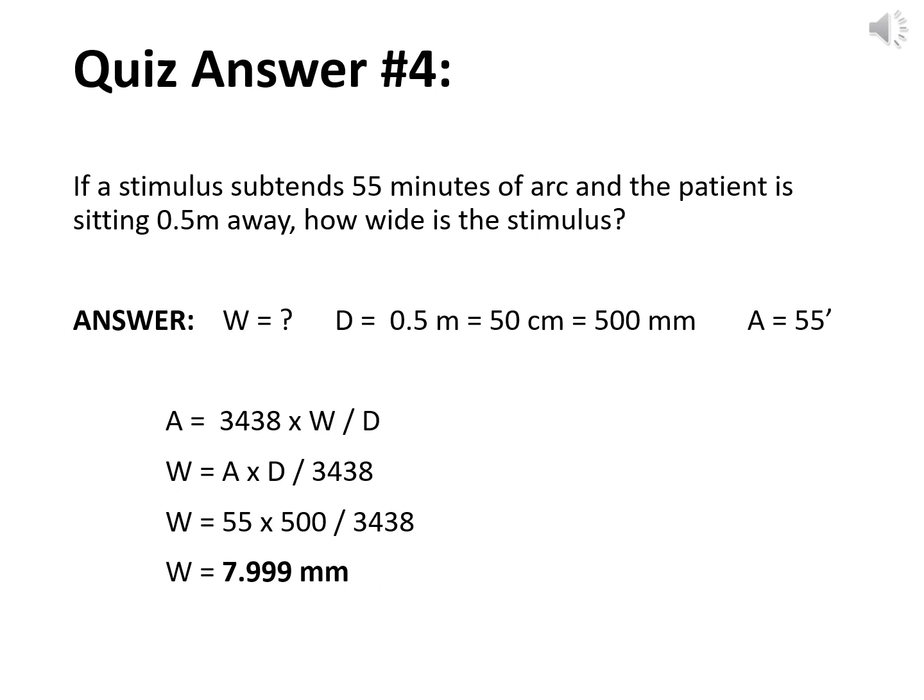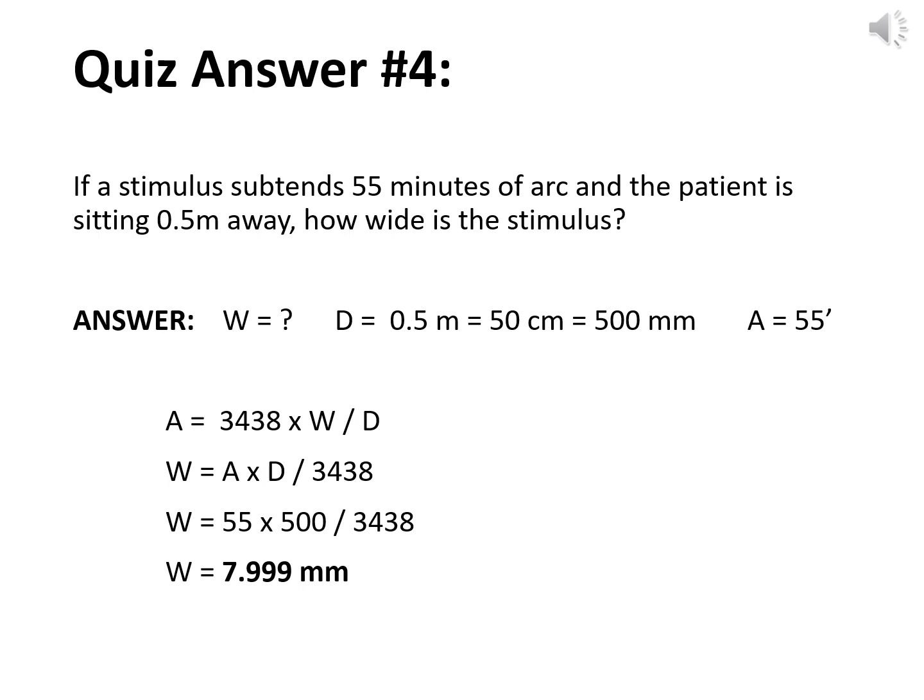Question number 4 asks, if a stimulus subtends 55 minutes of arc and the patient is sitting 0.5 meters away, how wide is the stimulus? This is like the previous question where we have to manipulate our equation because what we're looking for is W, how wide is the stimulus? Our first clue to which formula to use is that the angle in the question is given in 55 minutes of arc, which means we use the small angle formula. So we begin by writing down our small angle formula, which is A equals 3,438 times W divided by D.